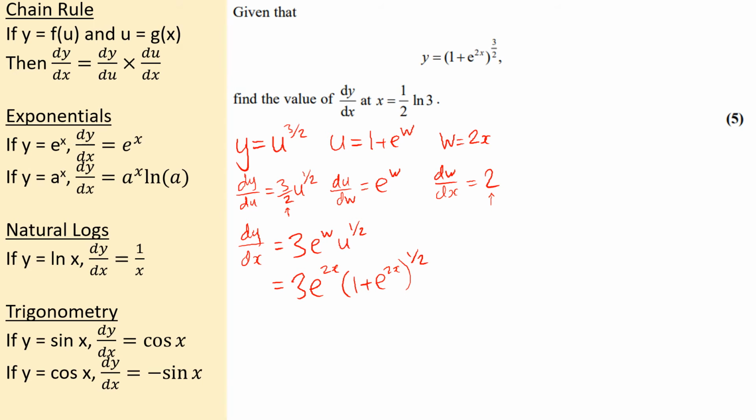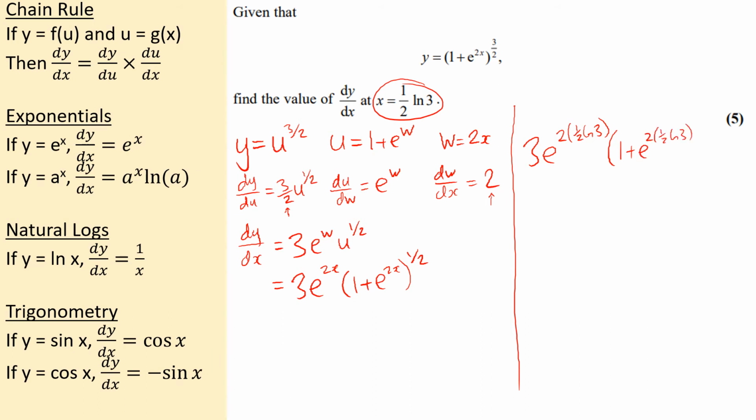So apparently we need to substitute in that x equals a half ln 3. So let's do that. We want to do 3e to the 2 lots of a half ln 3 times (1 plus e to the 2 lots of a half ln 3), square rooted. Okay, well, good news is obviously that the 2's and the halves will cancel out.